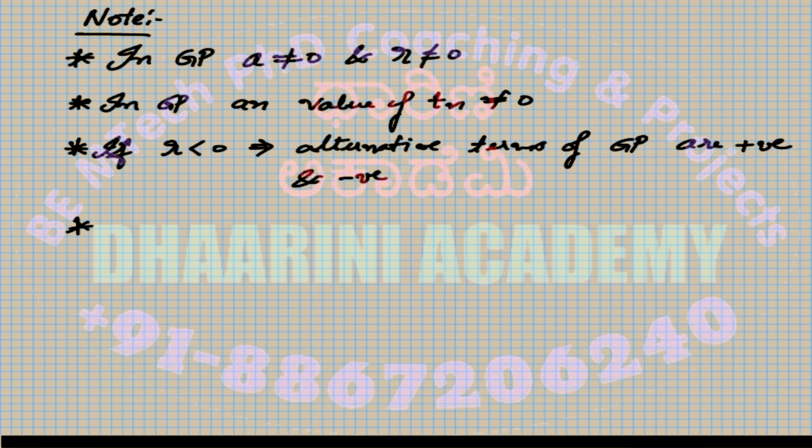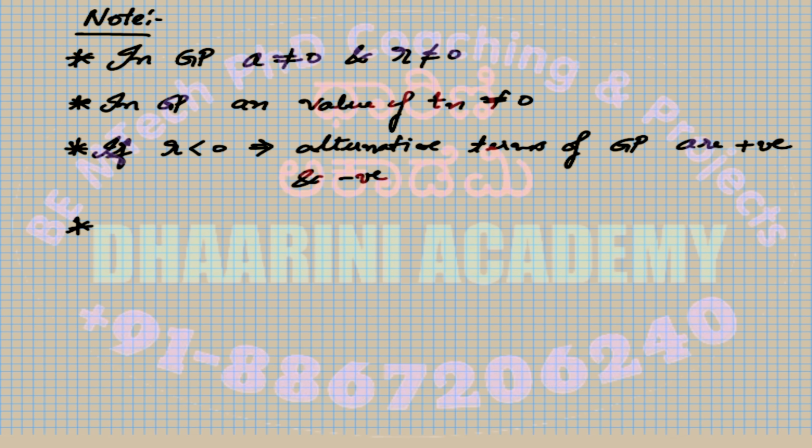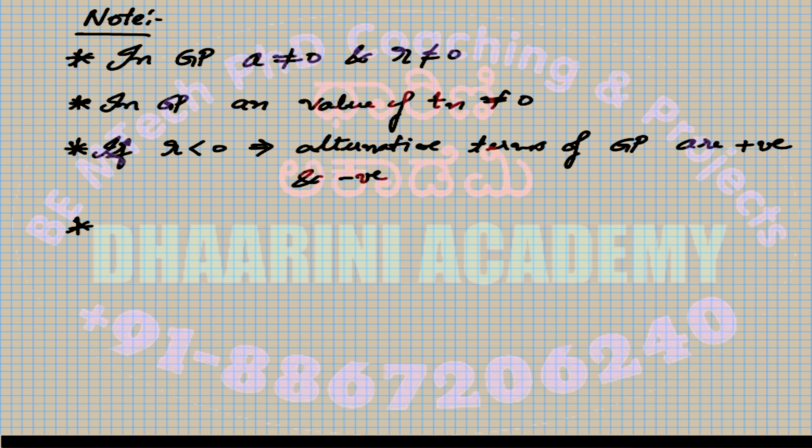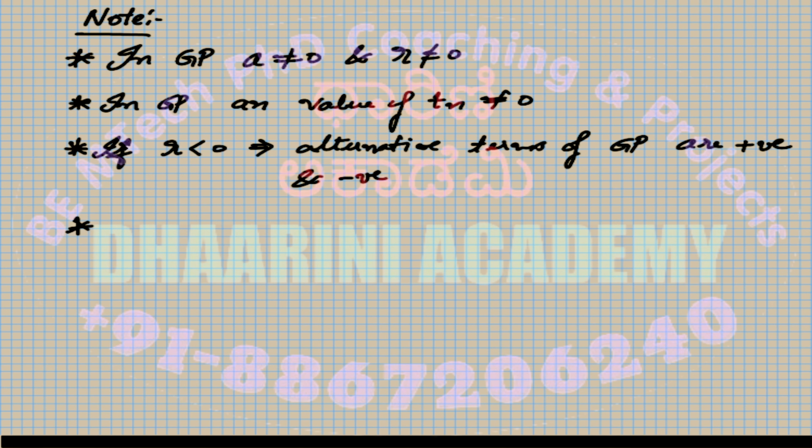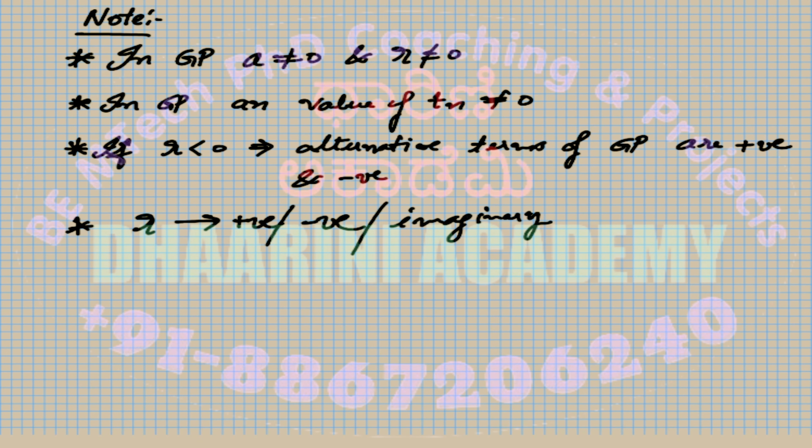Next, if we multiply the common ratio with any term of the GP, we get the next term. Or if you divide any term by the common ratio, you get the previous term. Right. So that's a very well-known fact. The next one is that R can be one of the following: positive, or negative, or even imaginary. Any one of them, right?